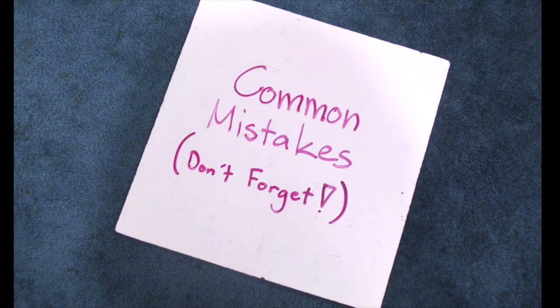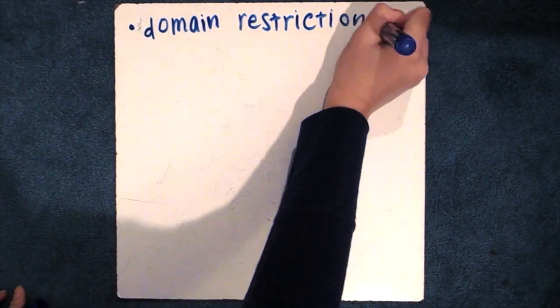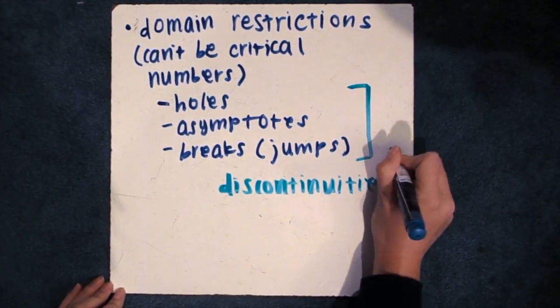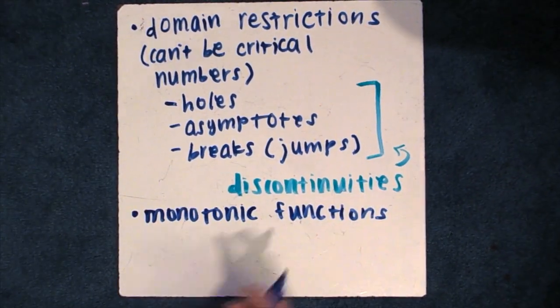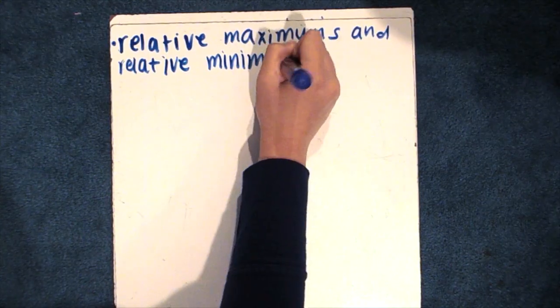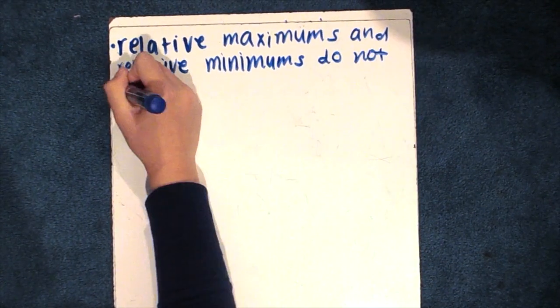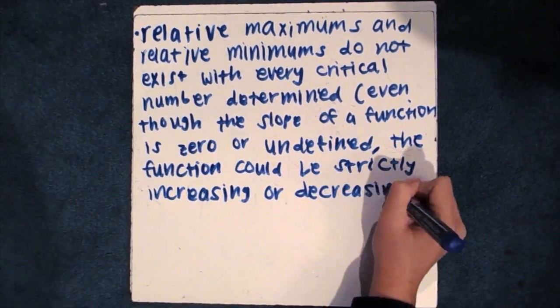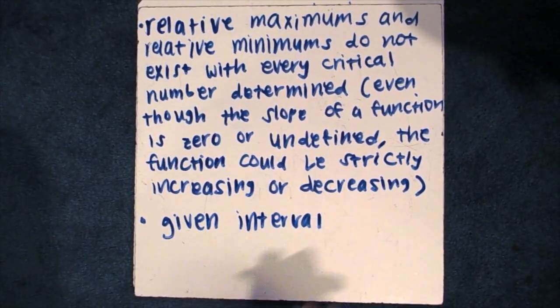Common mistakes. Don't forget about domain restrictions. Those values cannot be critical numbers. Domain restrictions are discontinuities. Also, watch out for monotonic functions. Relative maximum and relative minimum do not exist with every critical number determined. Even though the slope of a function is 0 or undefined, the function could be strictly increasing or decreasing. Also, don't forget about a given interval.